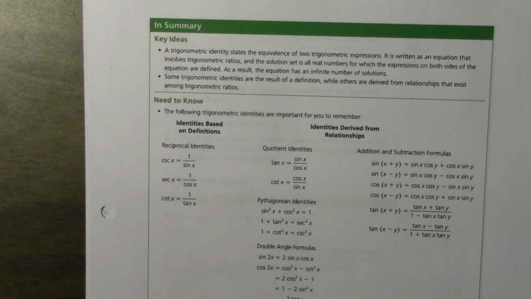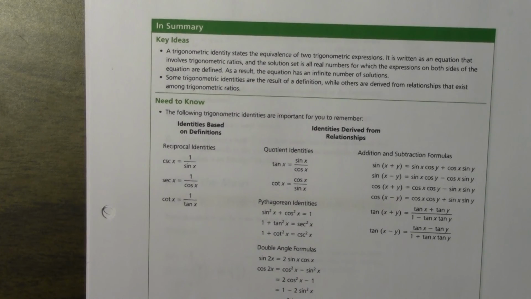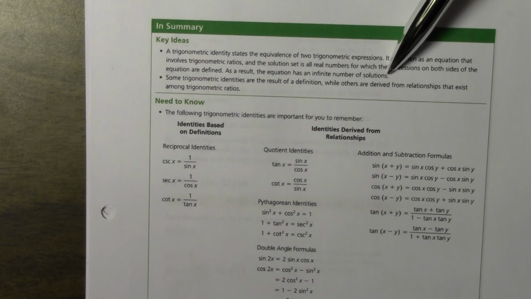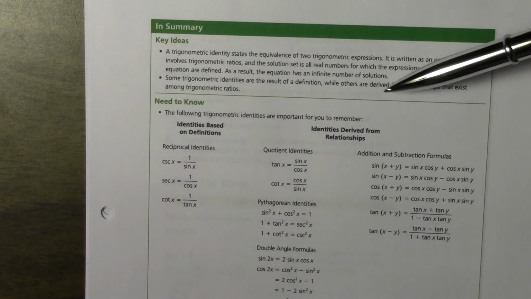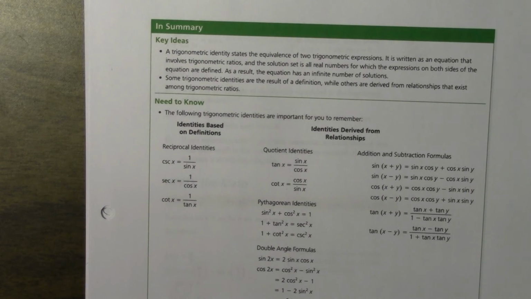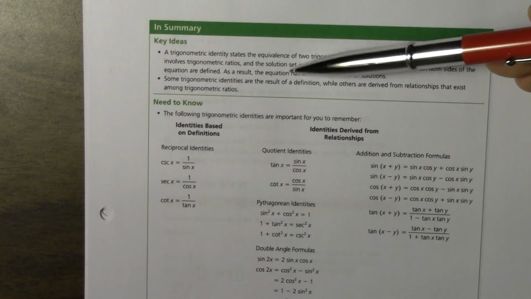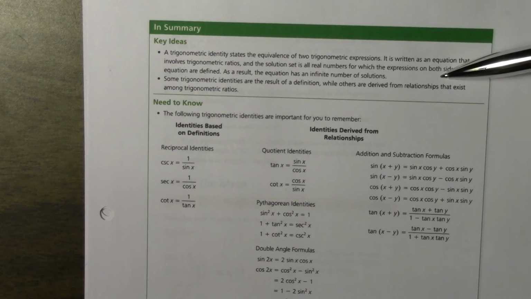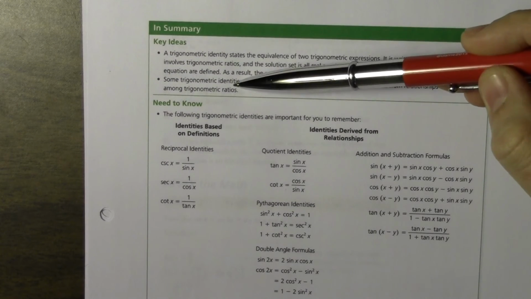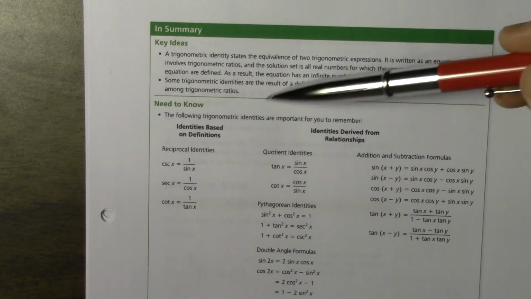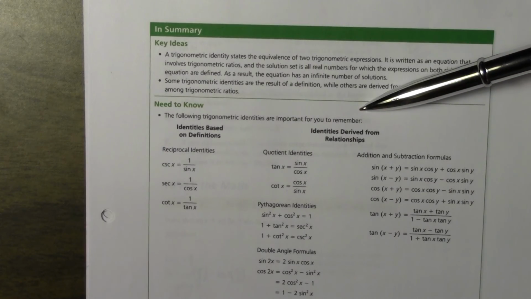Alright, in summary, a trigonometric identity states the equivalence of two trigonometric expressions. It is written as an equation that involves trigonometric ratios, and the solution set is all real numbers for which the expressions on both sides of the equation are defined. As a result, the equation has an infinite number of solutions. It's infinite because these are all trigonometric identities, so they're a repeating pattern that goes on for infinity. Some trigonometric identities are the result of a definition, while others are derived from the relationship that exists among trigonometric ratios. The following trigonometric identities are important for you to remember.